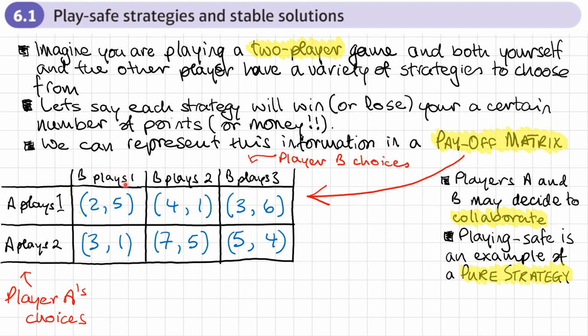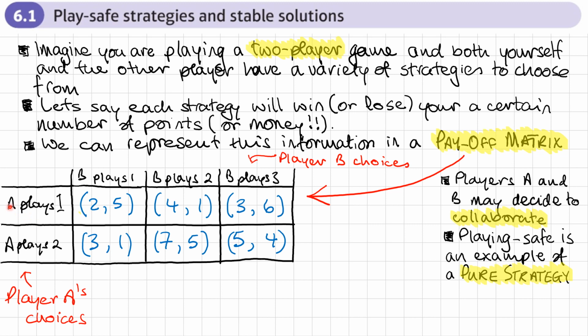Now, assuming that player A and player B don't collaborate and they don't know each other's choices, they may decide to play safe. Now, playing safe is an example of what we call a pure strategy. Now, pure strategy is where each player is going to play the same game every time. So let's say A decides to play 1, they're always going to play 1 on every time that they play the game. And playing safe is like saying, whichever I play, let's say A decides to play 1, they don't know what B is going to play, they're going to play the option that gives them the least worst outcome.